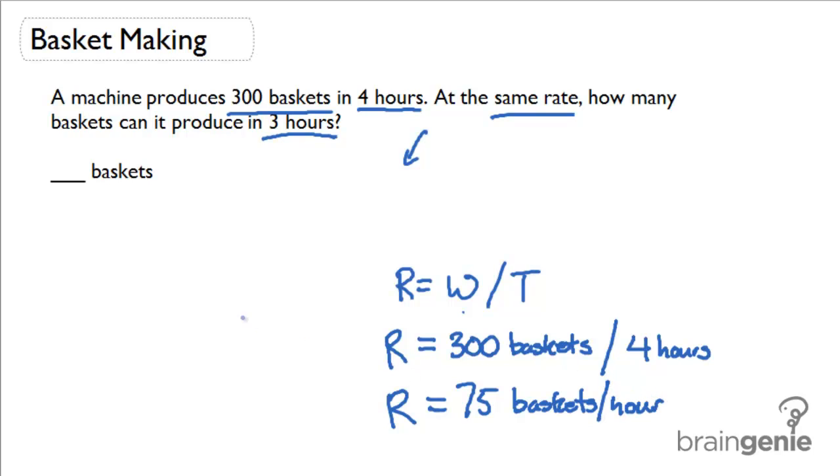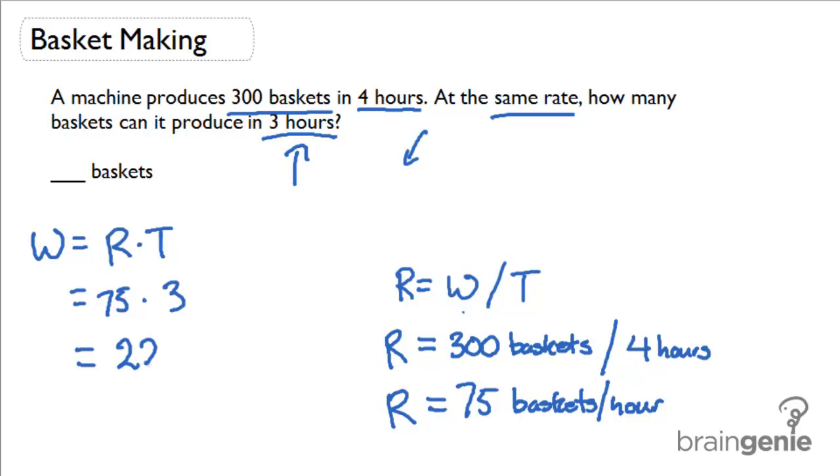So, if we have our rate, and we want to find out how much it can produce in 3 hours, we're going to go back to our work equation. Work is equal to rate times time, and plug in our new rate that we found. 75 times the time, which is 3. And 75 times 3 is 225. So our work is equal to 225 baskets.